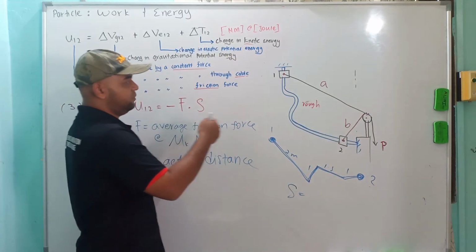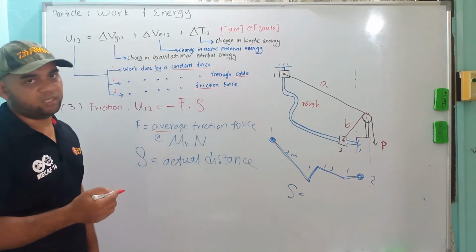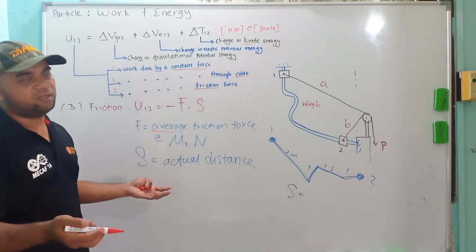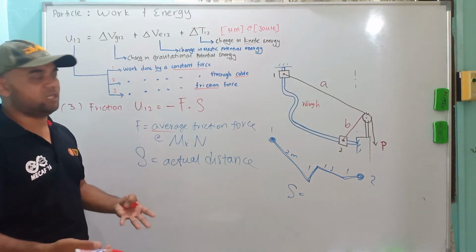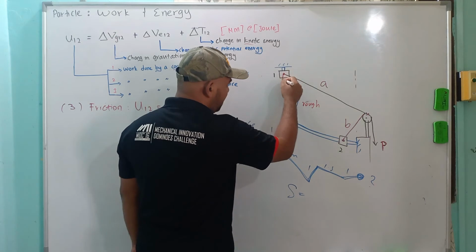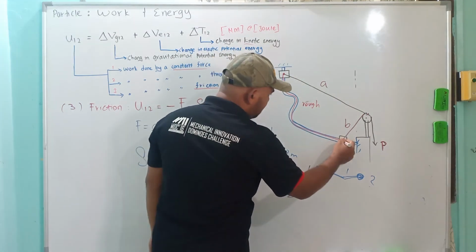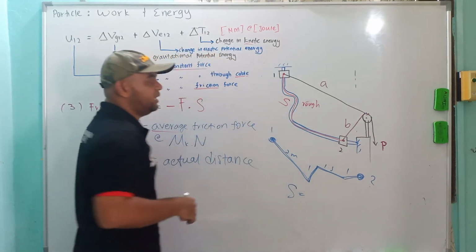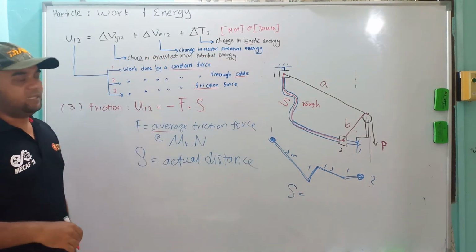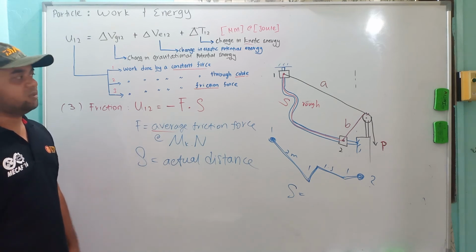So the F here is the average friction, which will be given in the question, or if not given, it will be something that you have to calculate. The S is this length. The actual length, meaning that you have to measure this length. From here, this is the S. The actual length will be your ds.